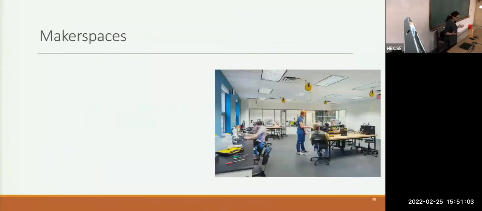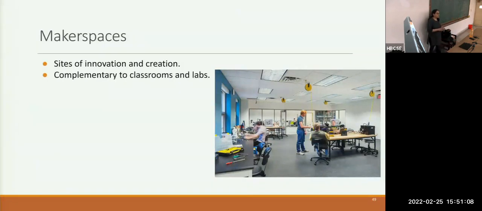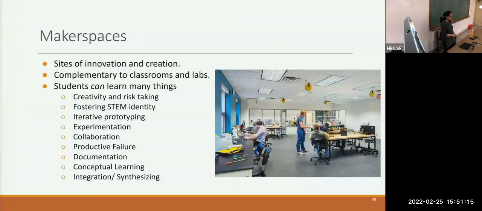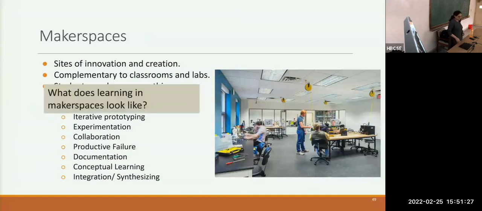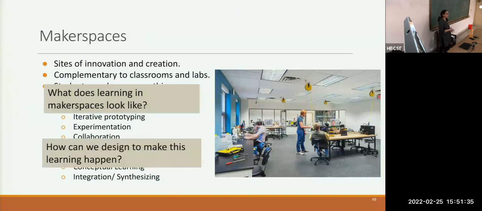Makerspaces are places for innovation and creation, and they present an opportunity for learning which is complementary to classrooms and labs. There is some literature in the West which suggests that students can learn many things from this, including conceptual learning. So the questions that I want to ask are: what does learning in makerspaces look like, and how can we design to make this learning happen?